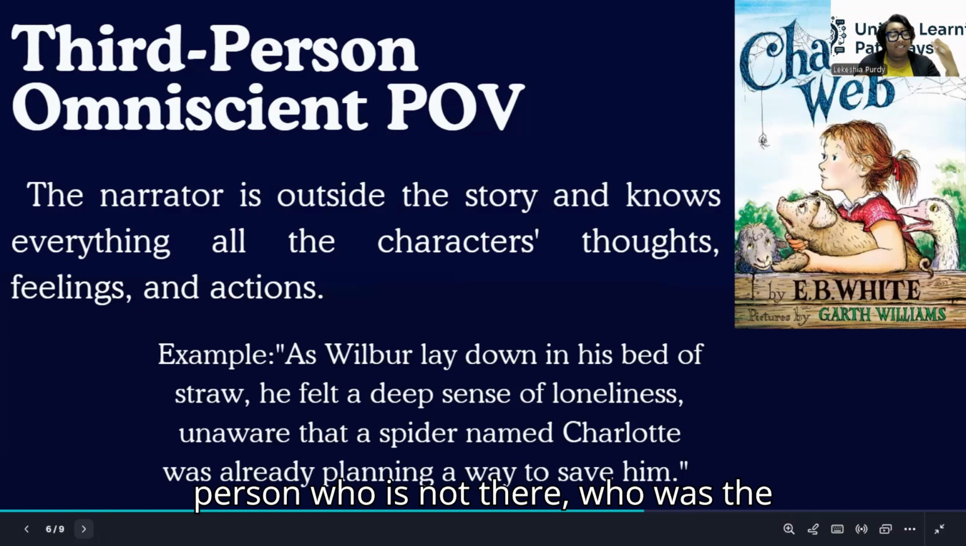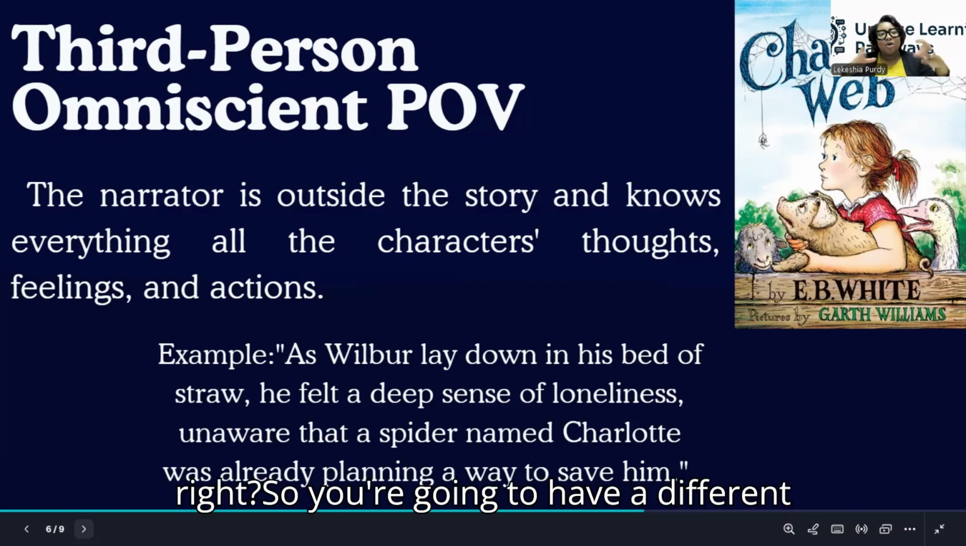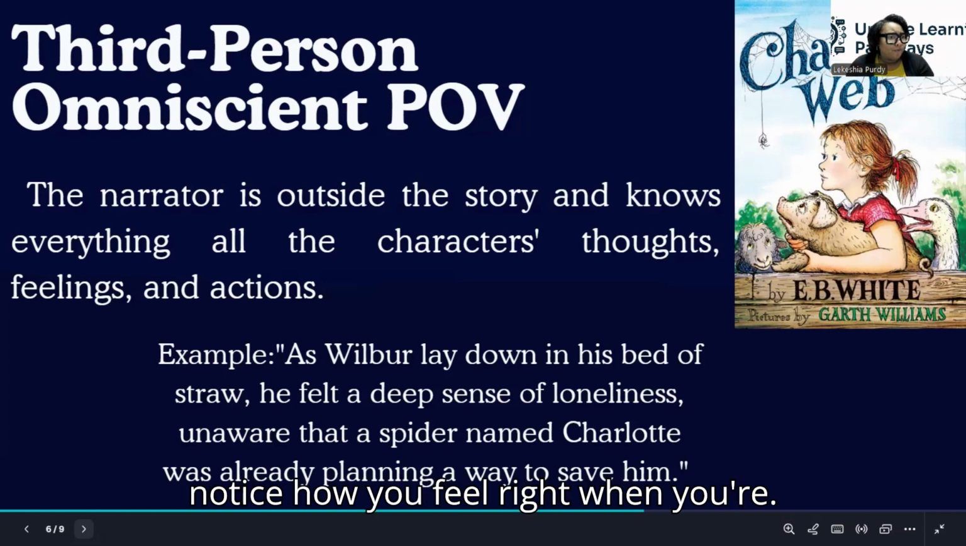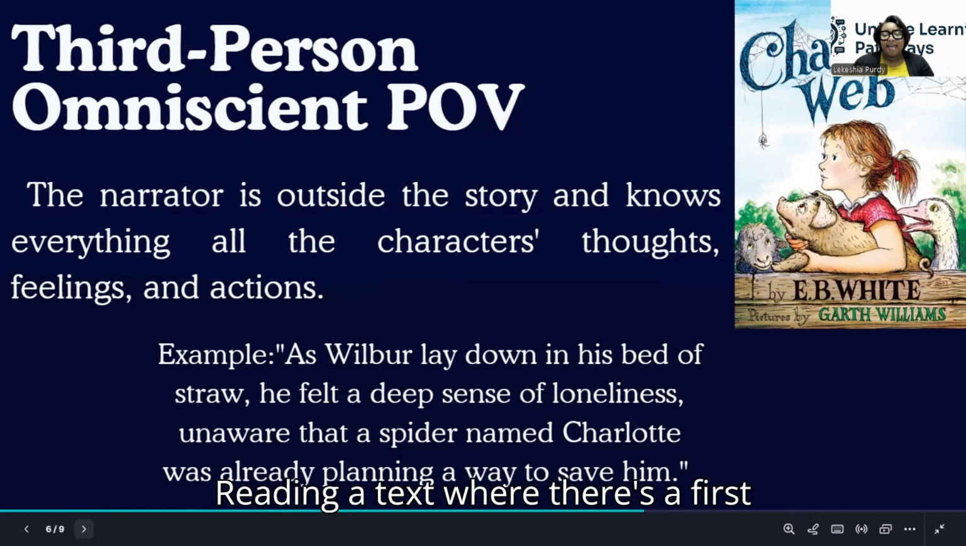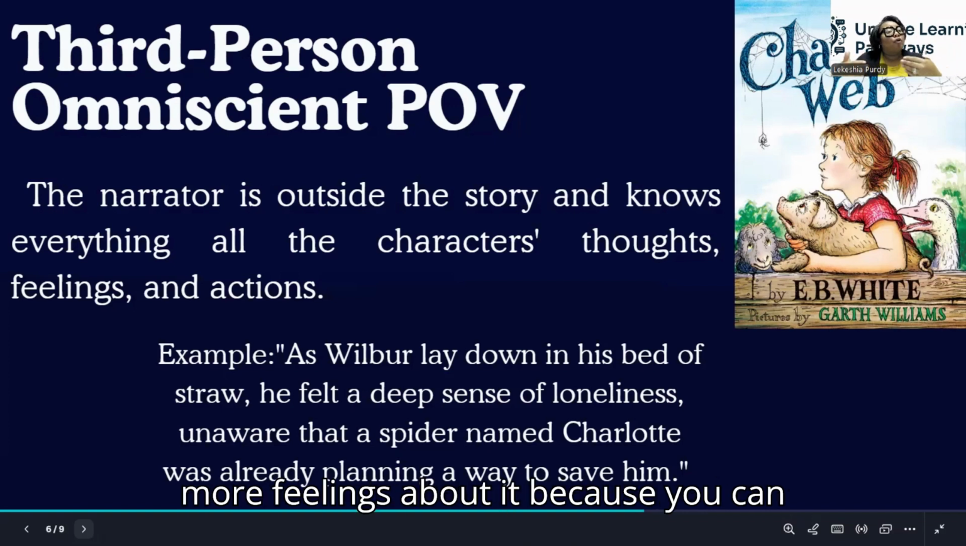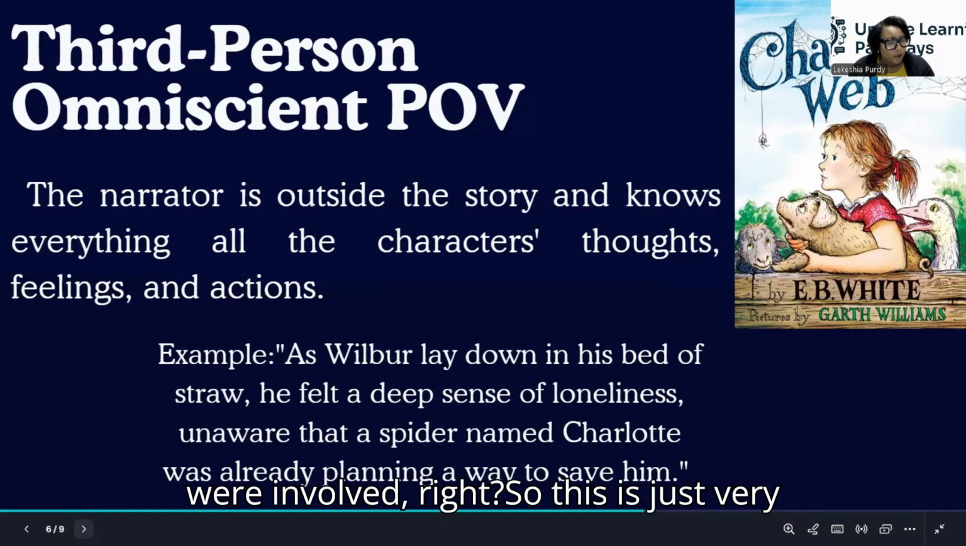One from the person who is not there, who was the historian getting secondhand information, and then the other from a person who actually is experiencing it, right? So you're going to have a different perspective, but you're also going to notice how you feel, right? When you're reading a text where there's a first person point of view, you begin to have more feelings about it, because you can picture and visualize how that person felt, versus if somebody is just giving you dates, times, and people that were involved, right?